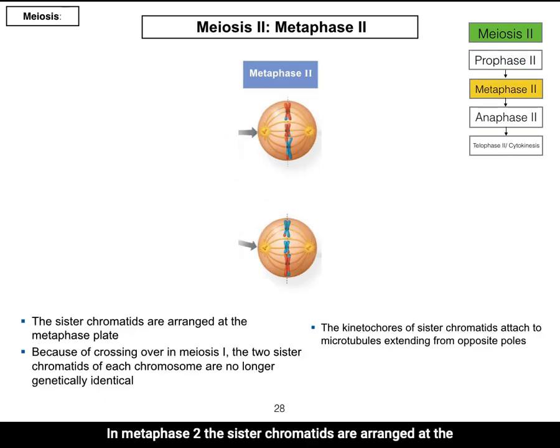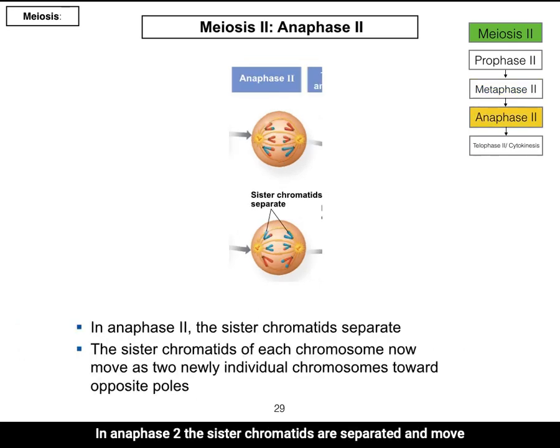In Metaphase 2, the sister chromatids are arranged at the metaphase plate. Because of crossing over events, the sister chromatids are not genetically identical at this step. As the sister chromatids line up at the metaphase plate, they are attached to the spindle apparatus made up of kinetochore microtubules that are attached to the poles that are defined by the centromeres. In Anaphase 2, the sister chromatids are separated and move towards opposite poles.